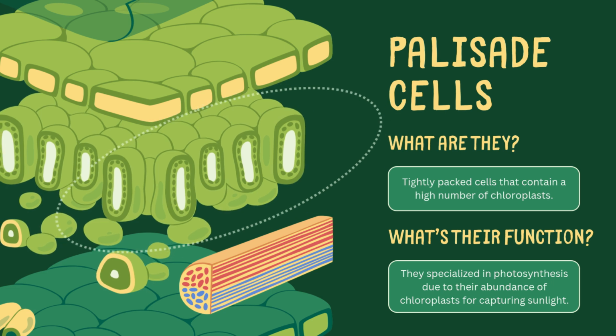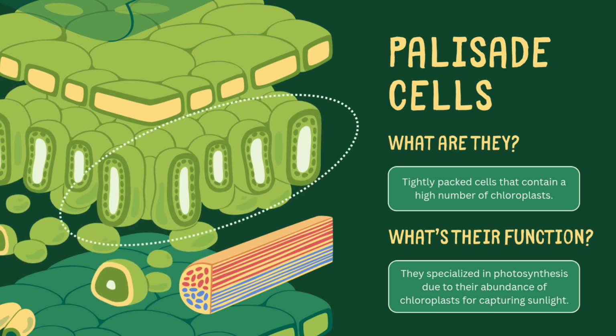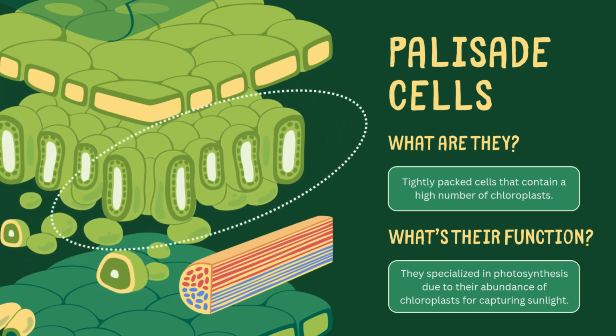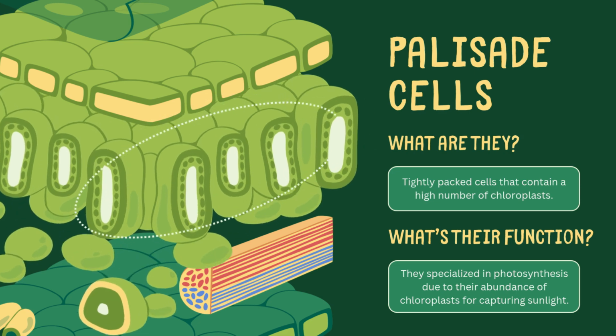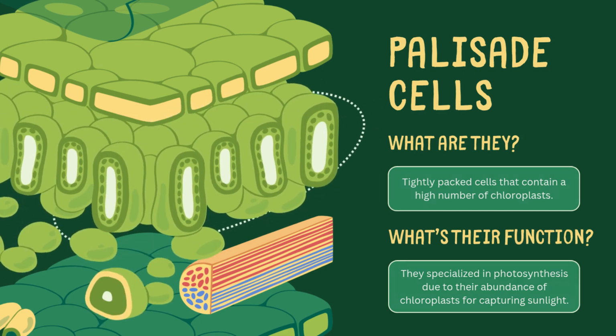First is the palisade cell. These are tightly packed cells that contain a high number of chloroplasts. They are specialized in photosynthesis due to their abundance of chloroplasts for capturing sunlight.